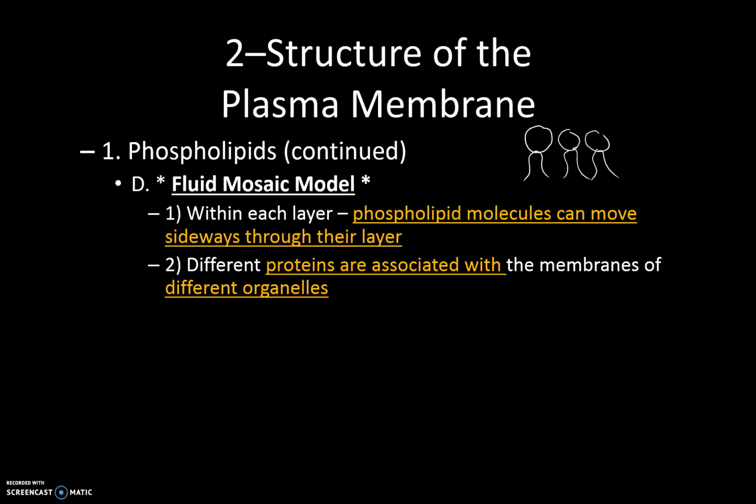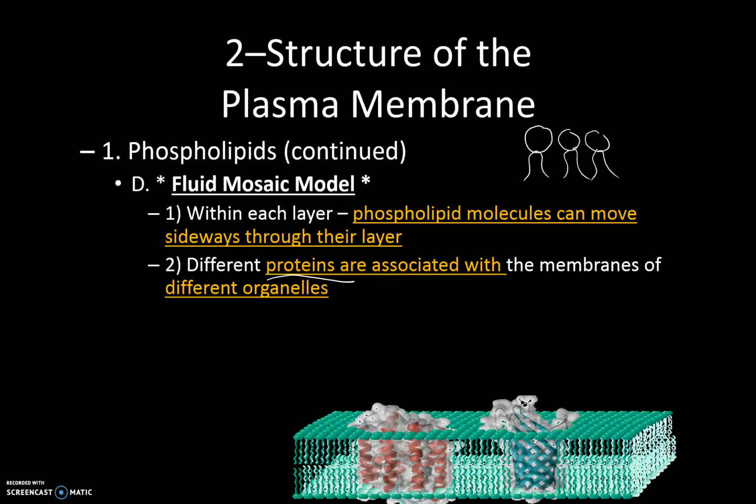Another part of the fluid mosaic model is going to be those proteins. And the proteins are going to also be associated with specific organelles. That's why the organelles within the cells can do different jobs too, because they have different proteins. Proteins that help the Golgi body package up fats and lipids will be one shape, whereas proteins that help the mitochondria release energy from the food that you eat are going to be a different shape.